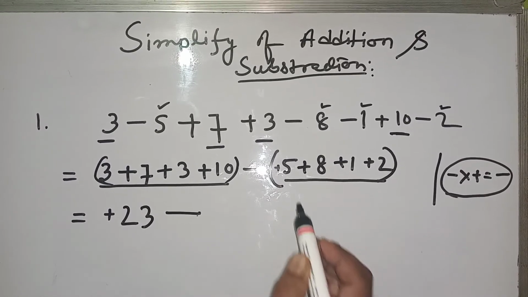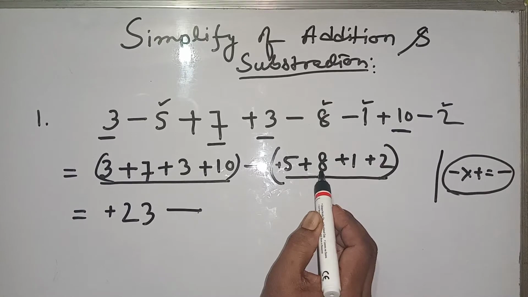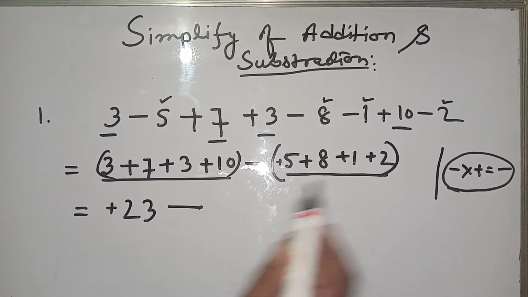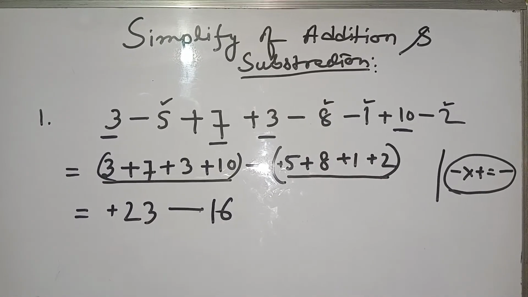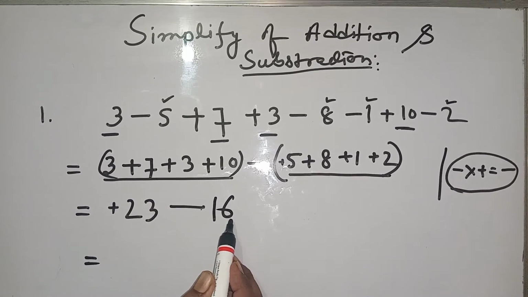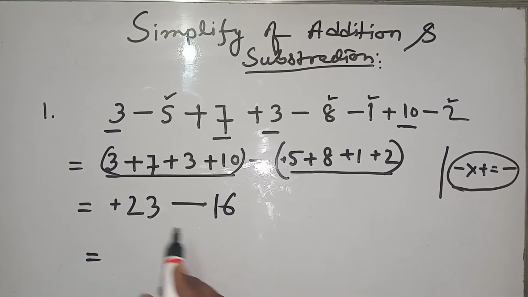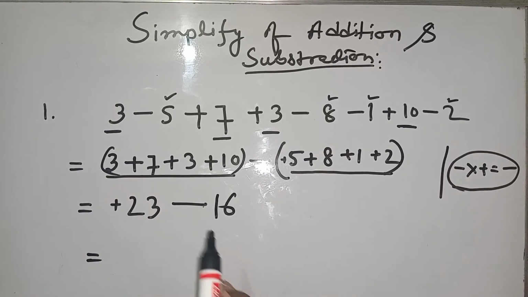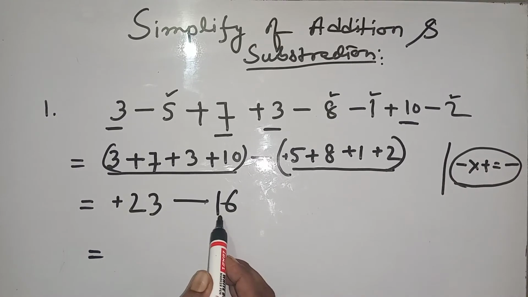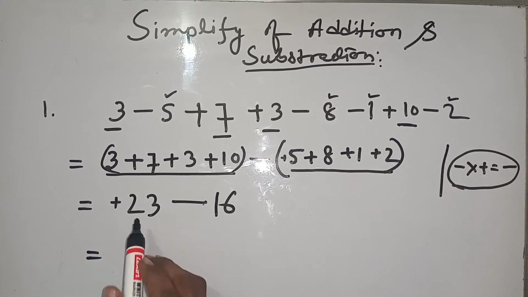Here is minus. Again, you add these four numbers. 8 plus 5, 13, 14, 15, 16. Here you see, one number is positive and one number is negative. You subtract a small number from a greater number.